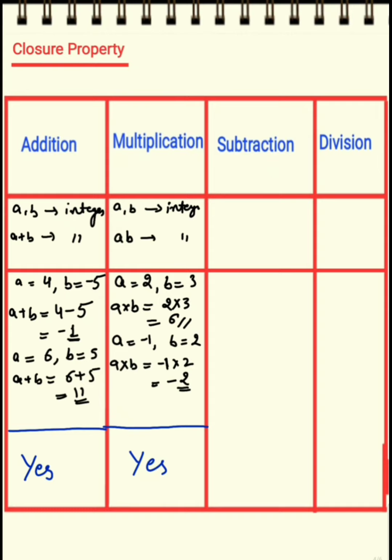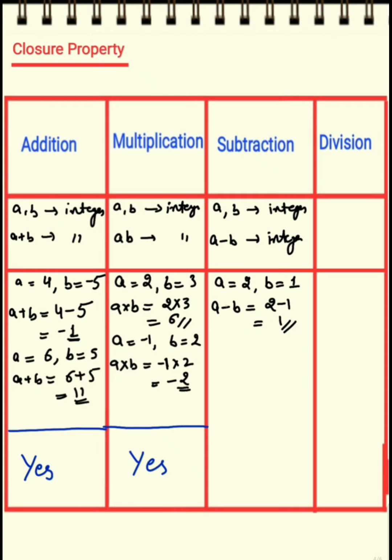Let's do this property for subtraction. It says that if a and b are two integers, then a minus b will also be an integer. So let's take one example. a is equal to 2 and b is equal to 1. Then a minus b is equal to 2 minus 1, which is equal to 1. This is an integer.